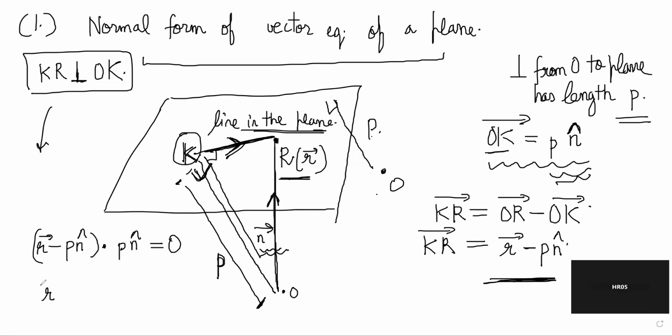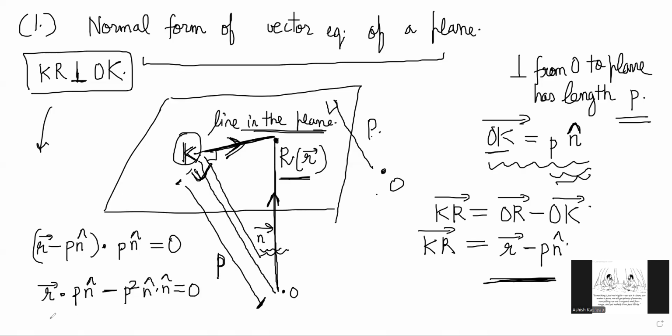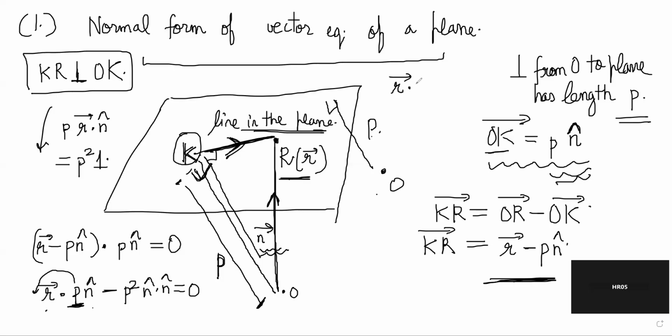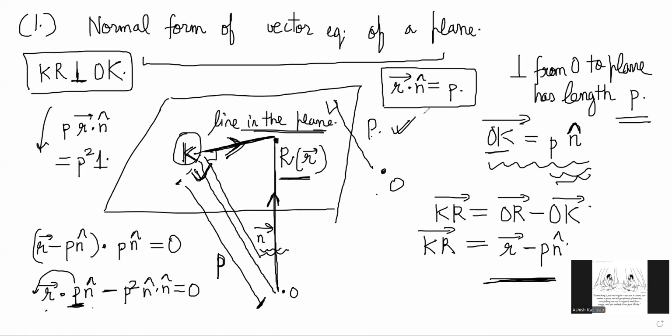So now I'll get r vector dot product with p n unit vector minus p square n dot n, which will be 1, is 0, right? And now, see, p is a scalar, so when we do the dot product, the scalar can be taken out, right? p r dot n unit vector is equal to p square, n dot n is 1. Correct? And now I'm getting the equation r dot n is equal to p.